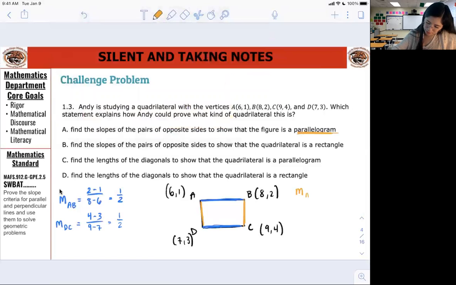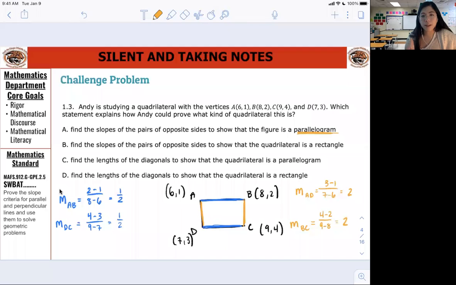So AD. That would be 3 minus 1 over 7 minus 6. What do I get? 2. And then BC. 4 minus 2 over 9 minus 8. We also get 2. Yeah. Okay, so I just did that.